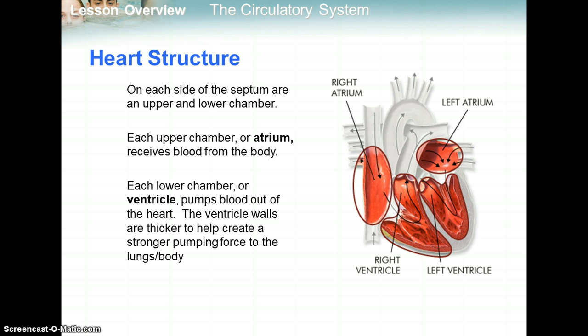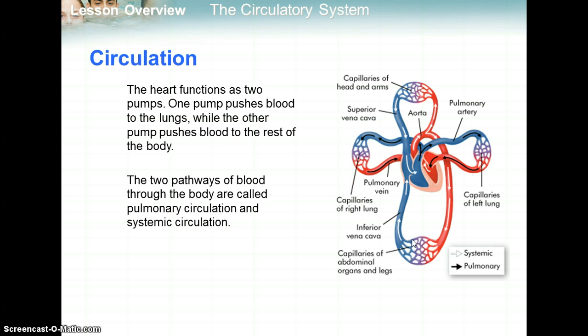When you look at the heart here, the upper chambers are called the atria, and the lower chambers, which are thicker, are called the ventricles. The ventricles are thicker because that's the part of the heart that's mostly doing the pumping. When you're looking at circulation, there's one pump that pushes blood to the lungs, while the other pump pushes blood to the rest of your body.